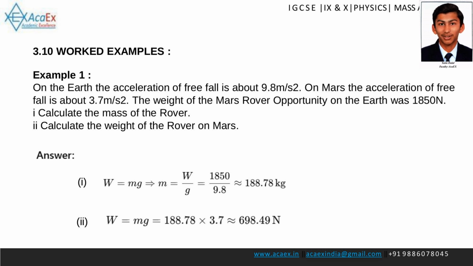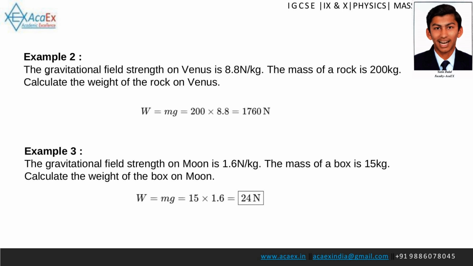Using the formula W equals mg, we rearrange to m equals W/g. So m equals 1850/9.8, which is approximately 188.78 kilograms. Part 2: calculate the weight of the rover on Mars. Using W equals mg, we get W equals 188.78 times 3.7, which is approximately 698.49 N.